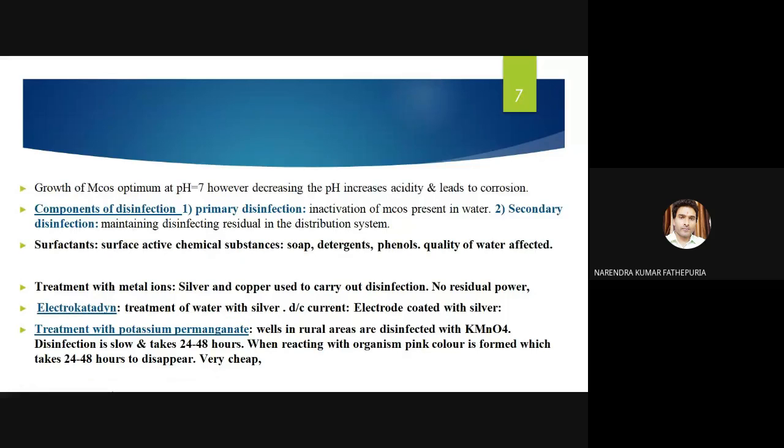If the pH level is equal to 7, decreasing the pH increases the acidity, leading to corrosion. The growth of microorganisms will be optimum at pH 7.